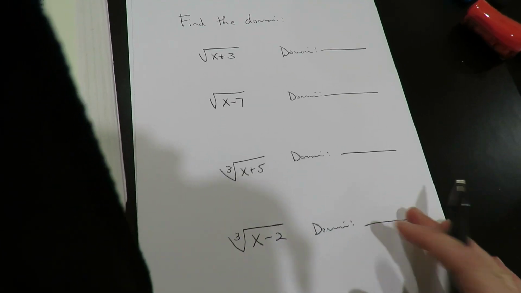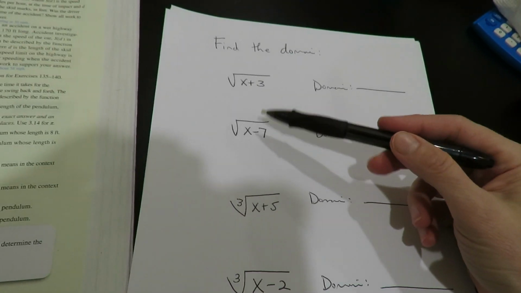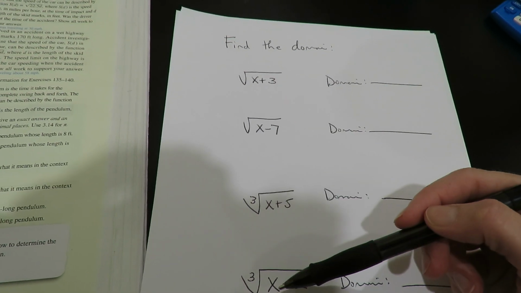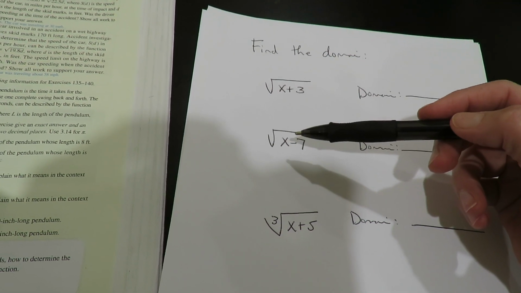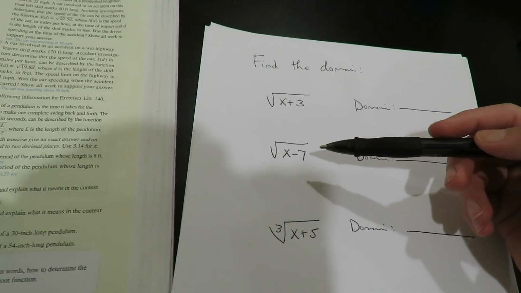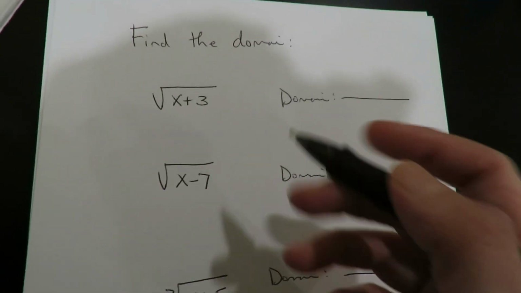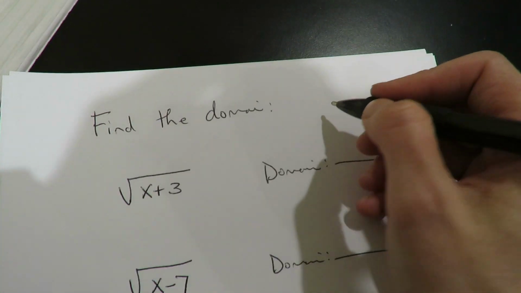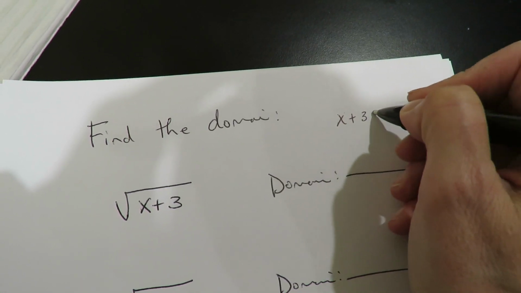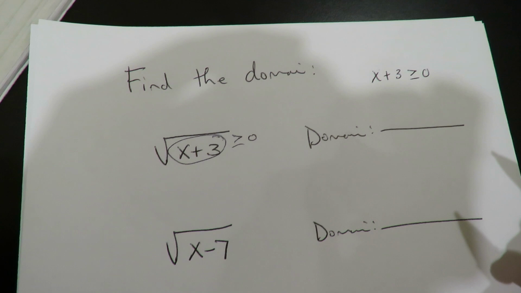Okay, so let's try some of these problems. So the top two are square roots. The bottom two are cube roots. So again, the rule for even roots is that what's underneath has to be 0 or higher. That's actually how you solve it. So what you do is you say, what's underneath has to be 0 or higher. So for the first one, x plus 3 has to be greater than or equal to 0, because what's underneath has to be greater than or equal to 0. It has a restriction.